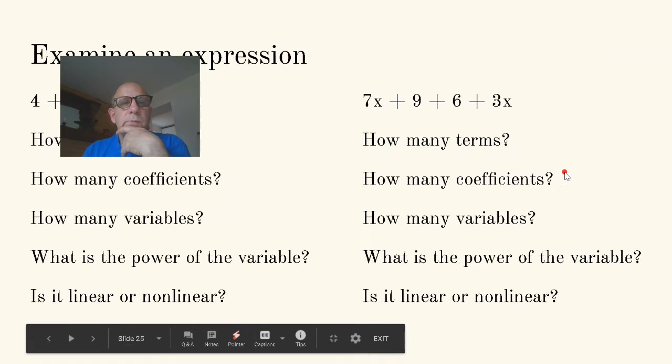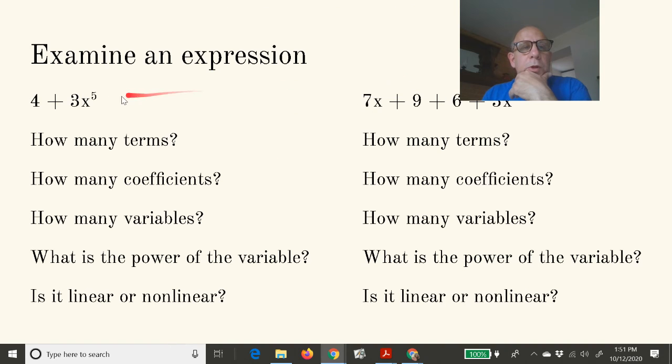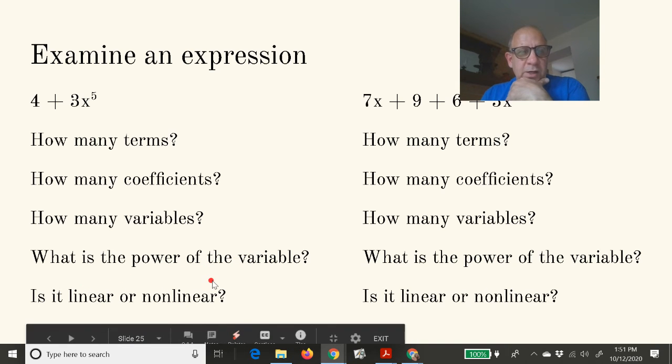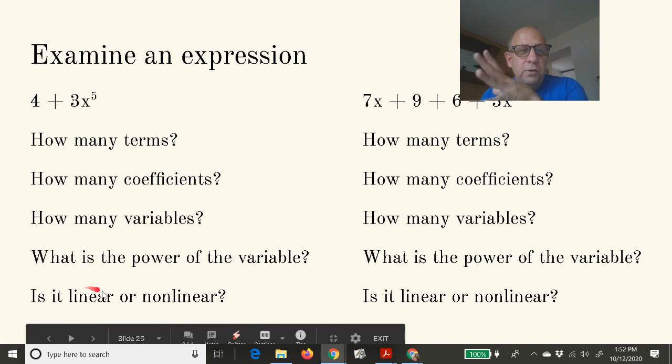Linear and nonlinear. Right. So you're going to tell me, how many terms? How many coefficients? How many variables? What's the power of the variable? Is it linear or nonlinear, right? So how many terms? We got two terms, 4 and 3x to the fifth. How many coefficients? 3 is the coefficient, so we have 1. How many variables? We have one, just an x, so we have one variable. What's the power of that variable? 5. Is it linear or nonlinear? That would be nonlinear because the power is 5.